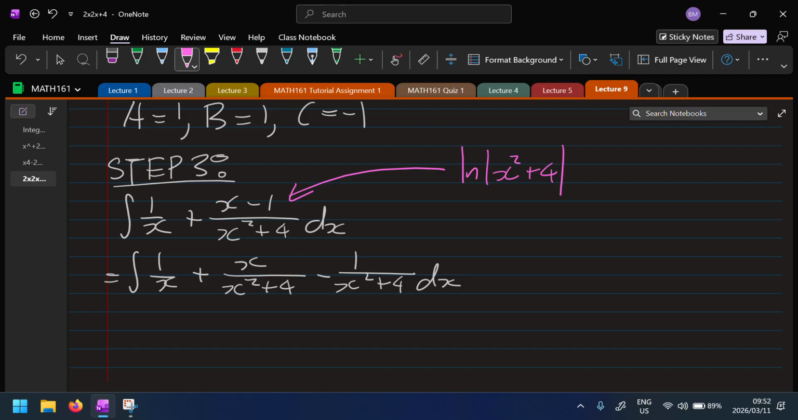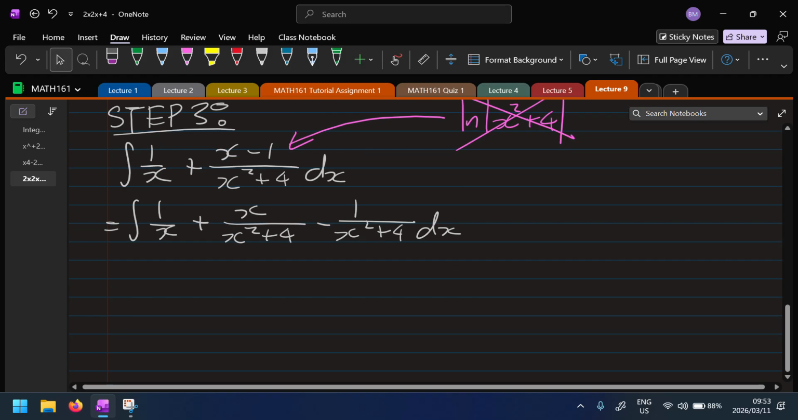So if you just left it like that, you put the natural log of the bottom, you get nothing. So please do not fall into that trap of just looking at the bottom, putting natural log and moving on. Okay, don't do that. Okay, so let's move on.